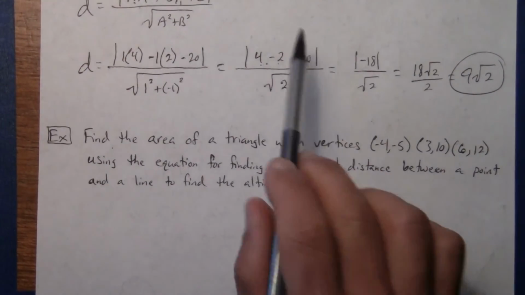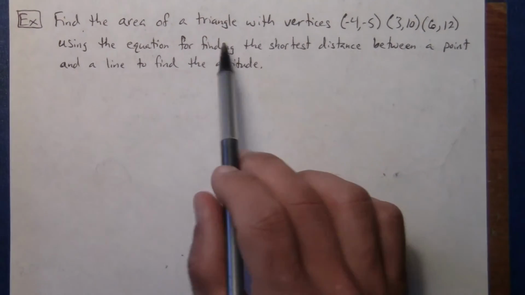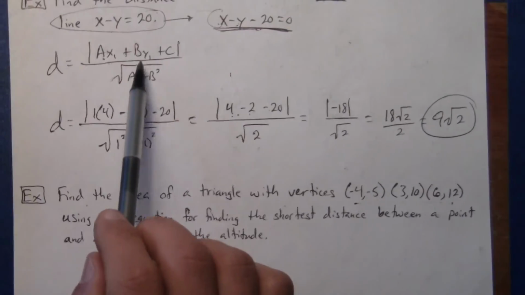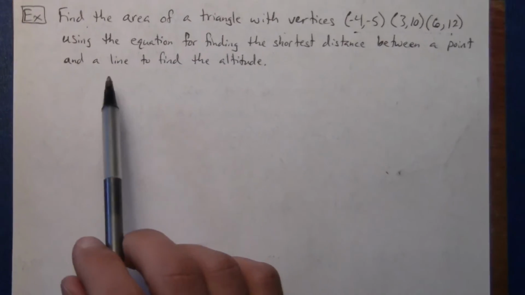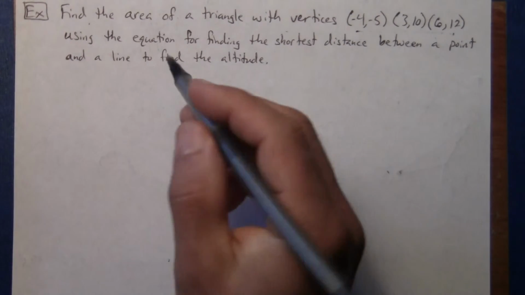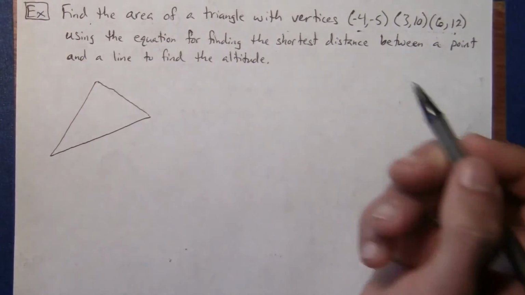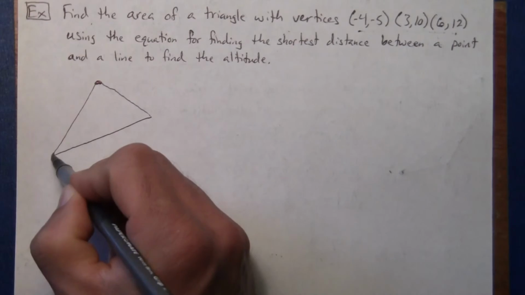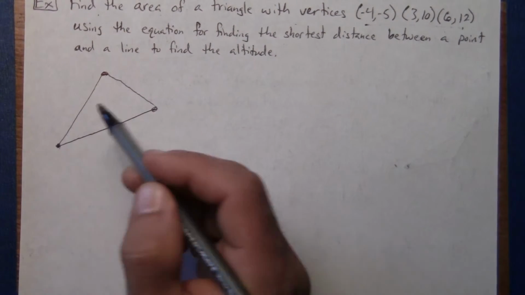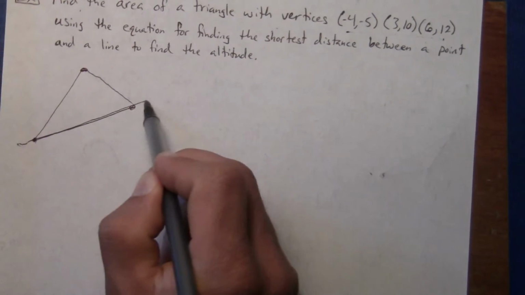Alright, so now we're going to use that idea to help us find the area of a triangle. So it's going to ask us to find the area of a triangle with the 3 given vertices using the equation, basically saying this one, using this equation to find the shortest distance between a point and a line, which is going to actually give you the altitude. So this is not what the triangle would look like if you drew it out, but I'm just going to draw something so I have something to look at. Let's say that I was given these 3 vertices. What you are asked to do is pick 2 of them to be the base, 2 of the vertices. So let's say that this is my base right here.